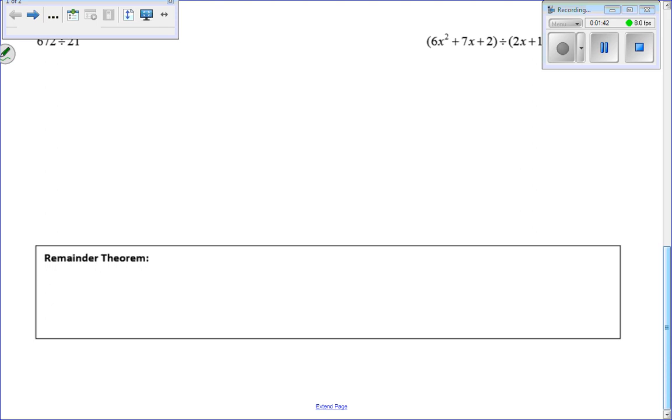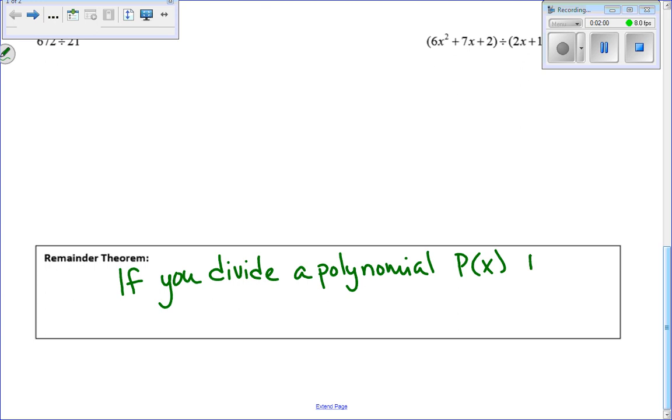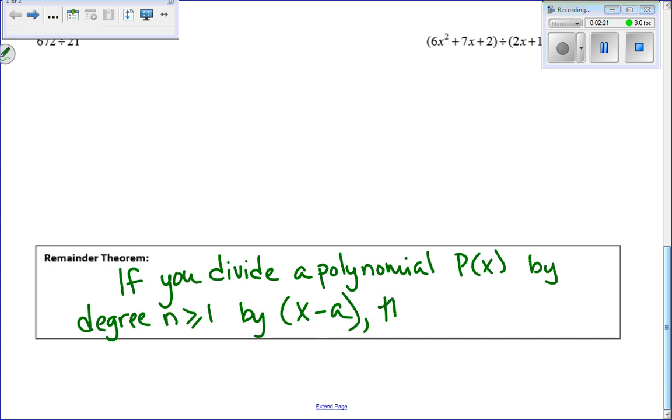Okay, where the remainder theorem says if you divide a polynomial p of x by a polynomial of degree n greater than or equal to 1, n being the value of the degree, by x minus a, then the remainder is p of a.